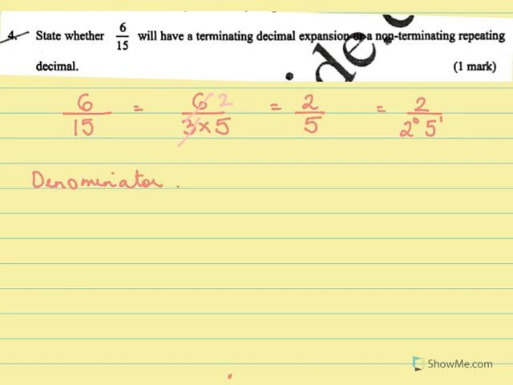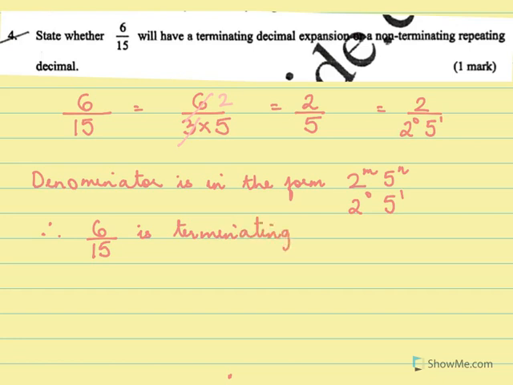So denominator is in the form 2 raised to m, 5 raised to n, means it is 2 raised to 0, there are no 2's, 5 raised to 1. Therefore 6 over 15 is terminating decimal.